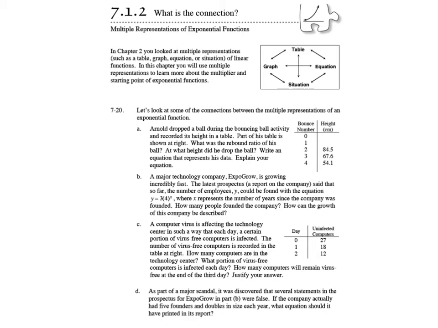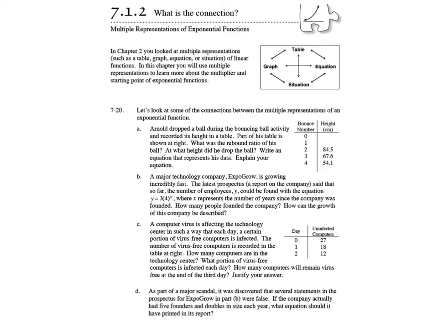Let's look at making some exponential functions and exponential equations. Part A. Arnold dropped a ball during a bouncing ball activity and recorded its height in the table. Part of his table is shown at the right. What is the rebound ratio for his ball? At what height did he drop it?